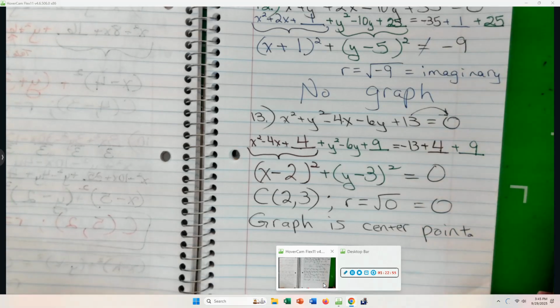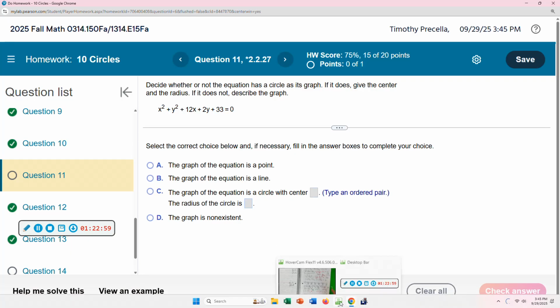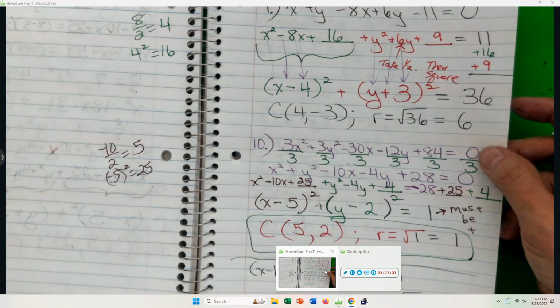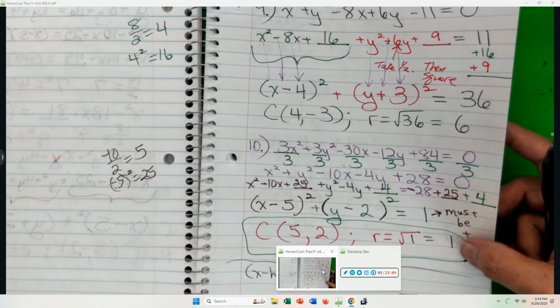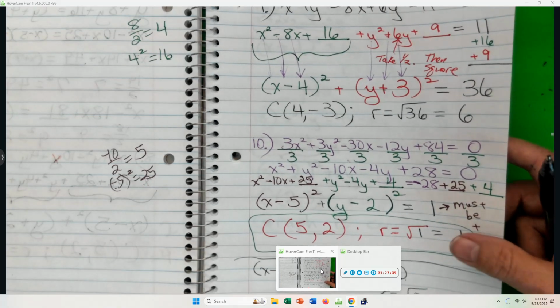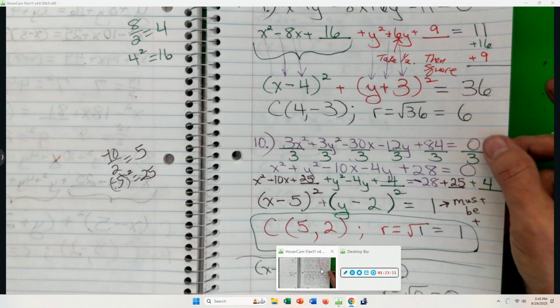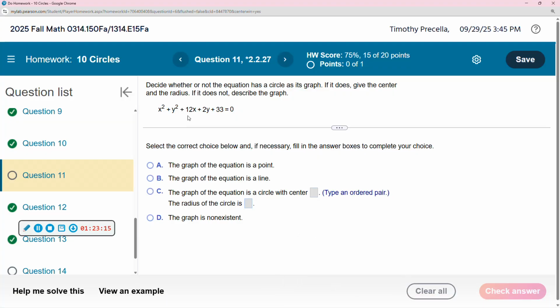This one here, number 10, started off with a 0 on the right-hand side, but notice it was definitely a circle, ending up with a radius of 1. So just because you start with the 0 there doesn't mean that you're going to have something that's not a circle. Group the x terms together.